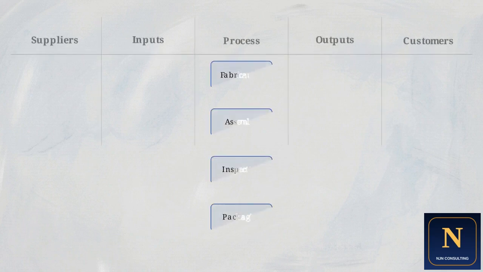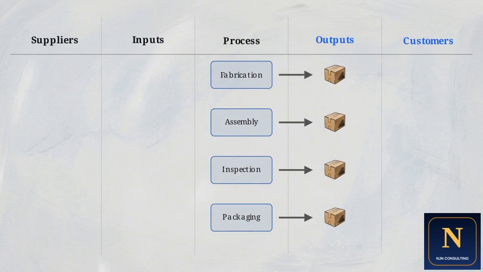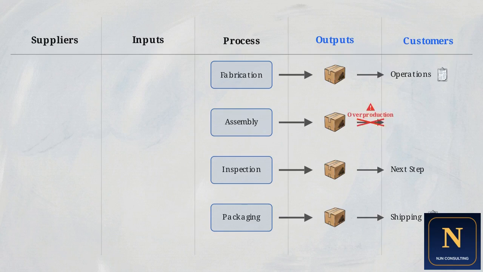Next, move right to define outputs and customers. Detail exactly what each step produces with precision, then name the exact customer who receives it. An output without a customer is overproduction waste. A customer without a specification means you cannot identify a defect.